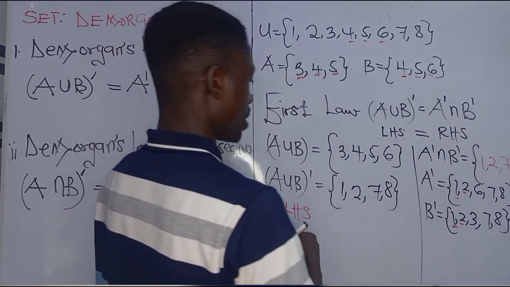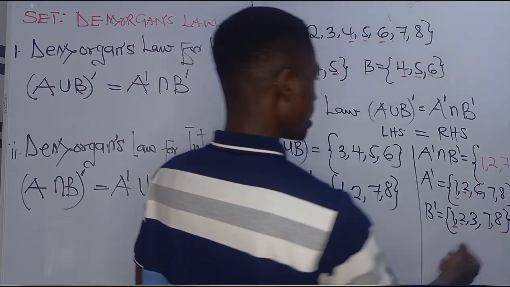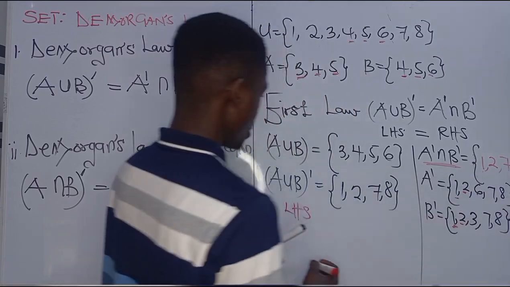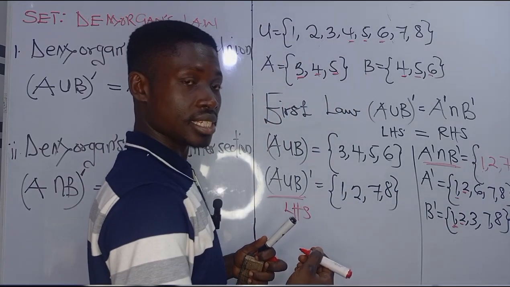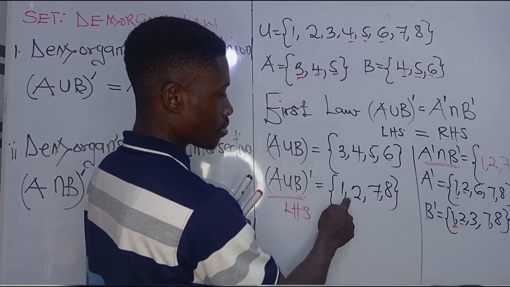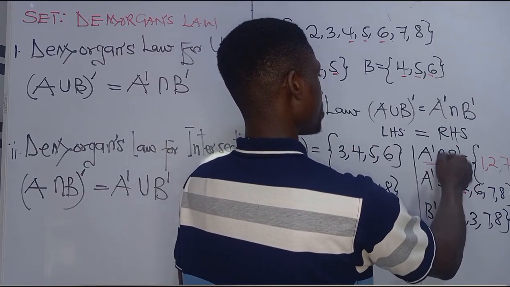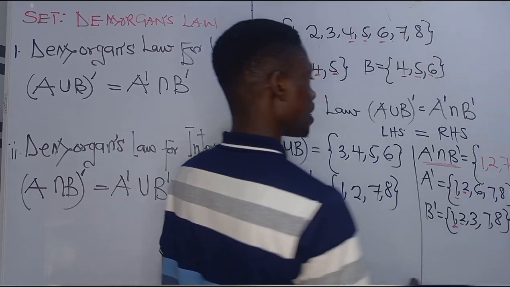So at the end, we are having 1, 2, 7, 8. Now let's compare this set and then this set. Are they the same? They are the same, because looking at the elements in A union B complement, we are having 1, 2, 7, 8. And then looking at A prime intersection B prime, the elements too, we have 1, 2, 7, 8.